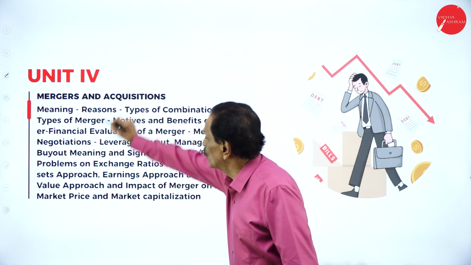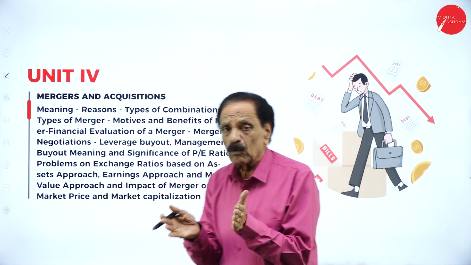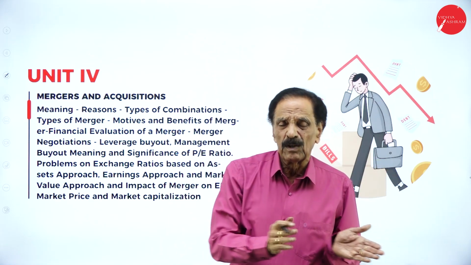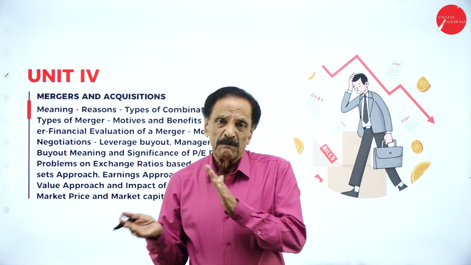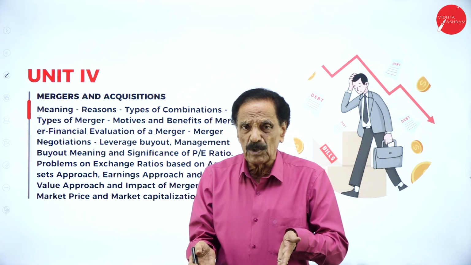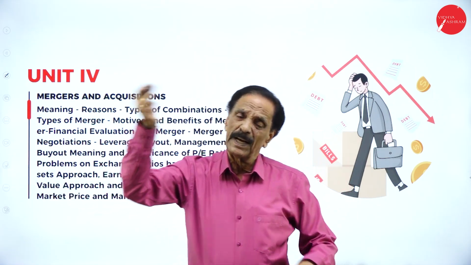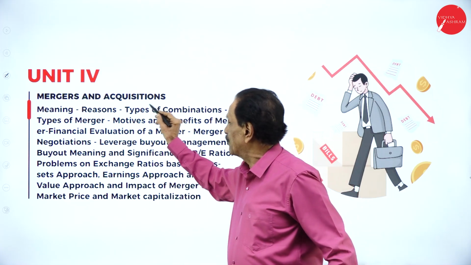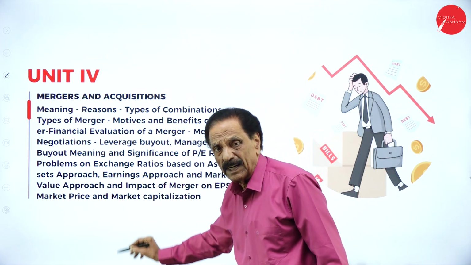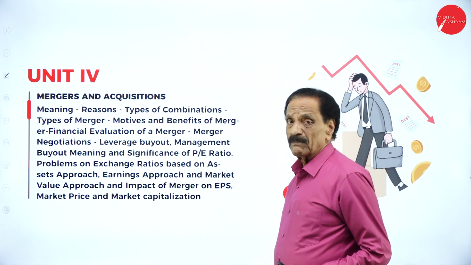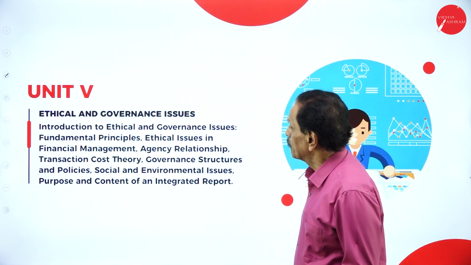Here is a very, very good chapter for you. Here we are going to explain what is merger and what is acquisition. Merger means when two companies combine together and form one company. When a very strong company takes over another weak company, it is called acquisition. We are going to deal with this in detail when the particular chapter comes.